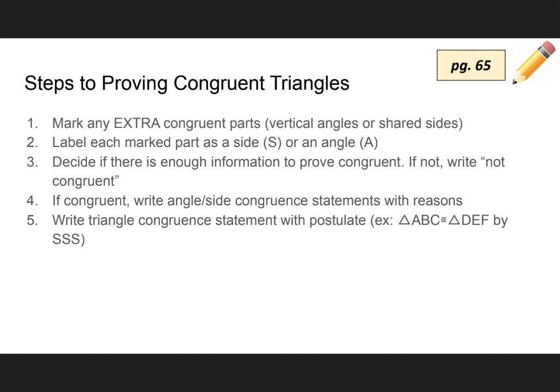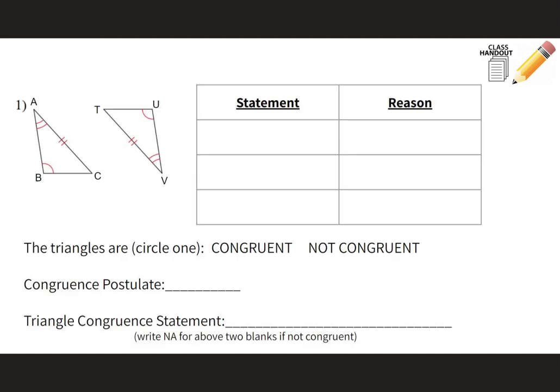So in this case, I gave the example of side, side, side. All right, so let's do a couple examples of what we just did. So first thing I'm going to do is look at the diagram. I'm going to see if there's any other parts that I can mark. Well, I don't see any vertical angles or shared sides, which means everything that is marked is going to be marked. Now I'm going to label each marked part as an angle or a side. So looking in the first picture, I see an angle here, and a side. Same thing here, an angle here, and a side.